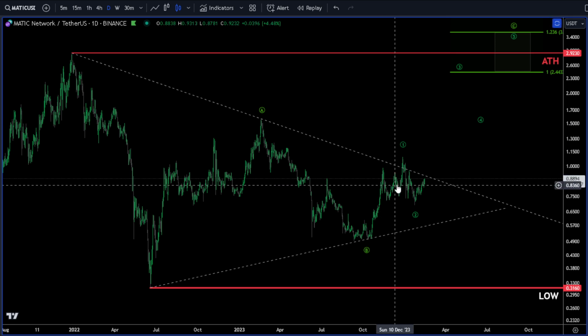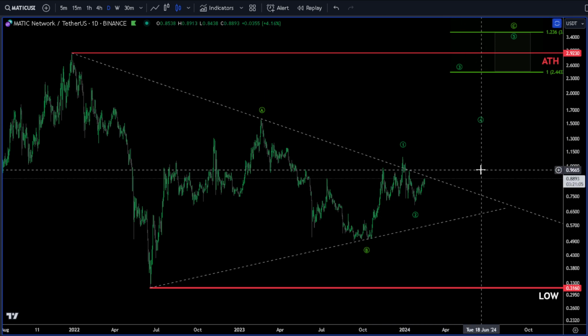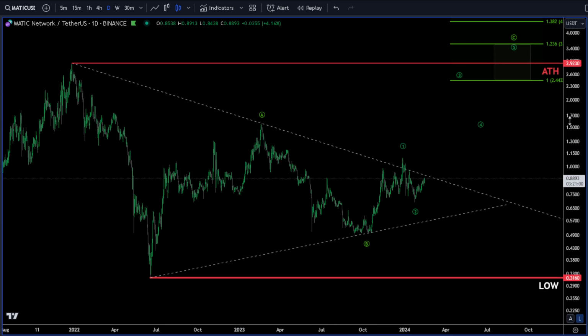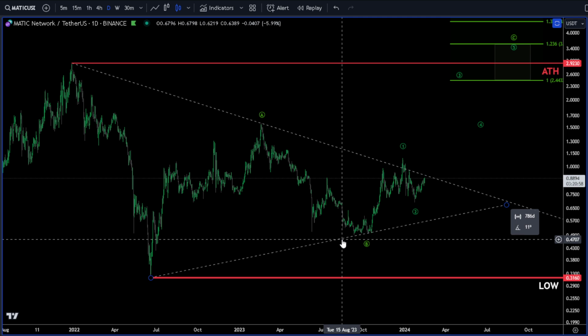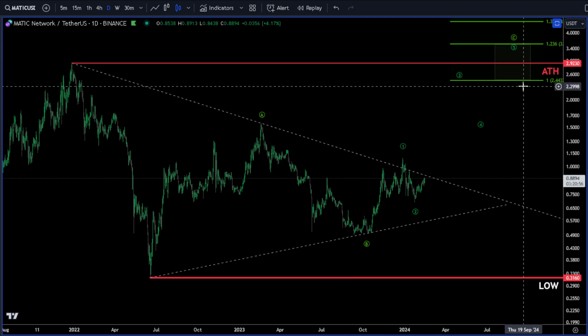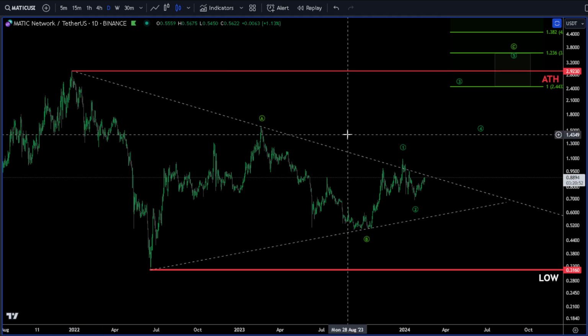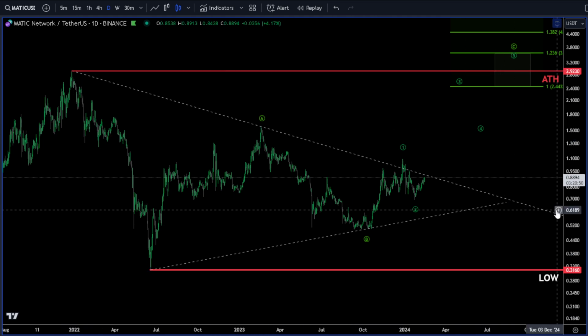I just wanted to show you my primary on the daily, just a refresher. Looking for this to become an A, B, C. Looking for minimum the 1-to-1 extension of this A wave off the B up to around 244 and potentially pushing above for all-time highs as a corrective move to the upside.